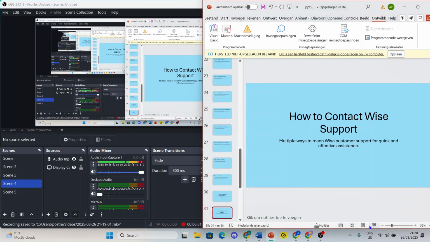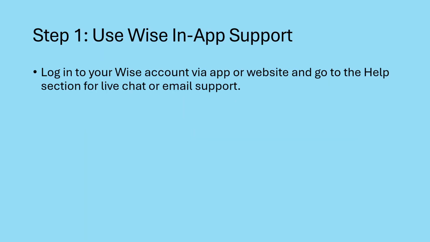In this video, I'll show you how to contact Wise support. Step 1. Use Wise in-app support. Log into your Wise account via app or website and go to the help section for live chat or email support. I'll leave a link to wise.com in the description down below.